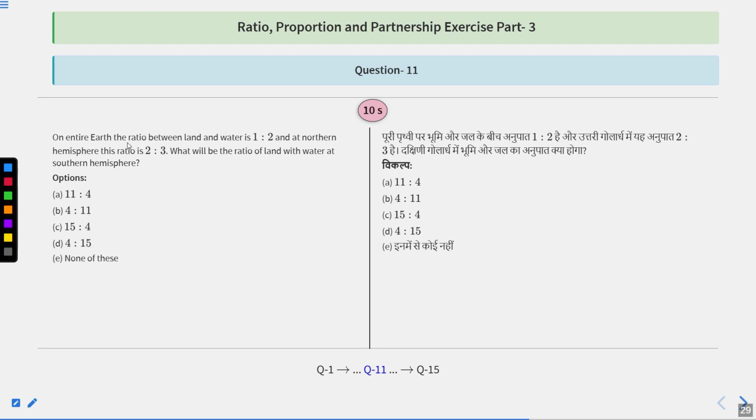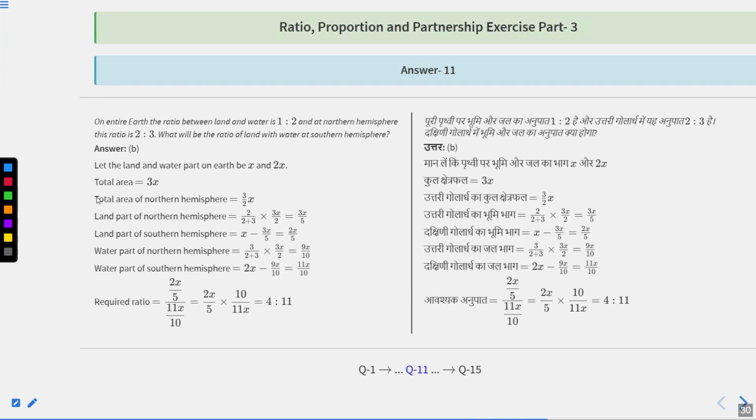On the entire earth, the ratio between land and water is 1:2. And in the northern hemisphere, this ratio is 2:3. What will be the ratio of land to water in the southern hemisphere? You have 5 options and 10 seconds to analyze the question. Your time starts now. Now time's up. Let's see the solution.